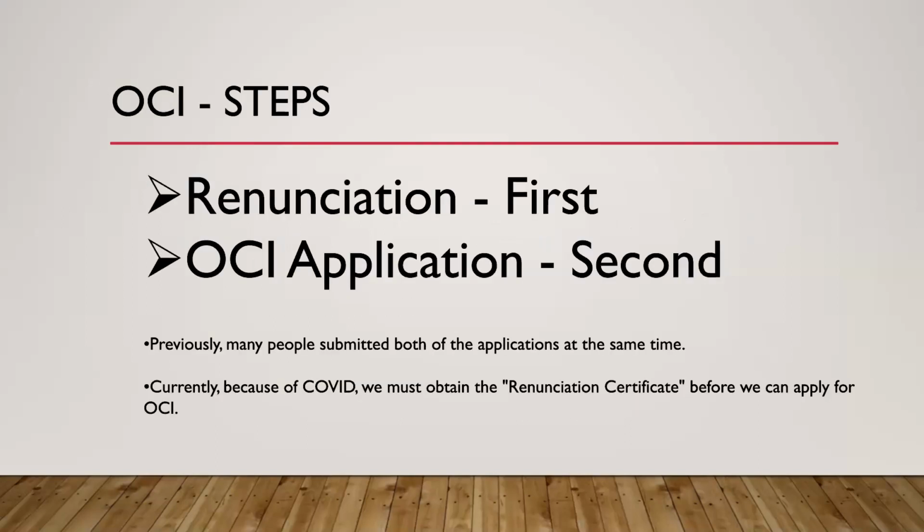It's a two-step process. The first step is you must obtain the renunciation, and then you will be applying for the OCI. Previously, many of my friends have submitted both the applications at the same time. However, because of the COVID situation, we must first obtain the renunciation certificate before we can apply for the OCI. Before November 2020, CKGS was the provider. After November 2020, OCI applications are being serviced by VFS Global.